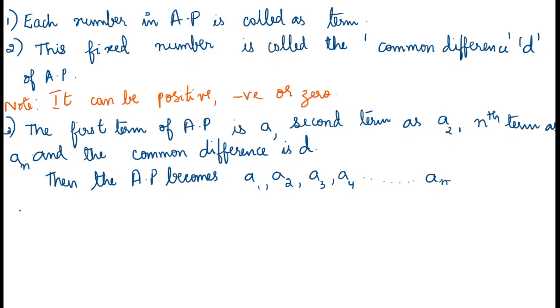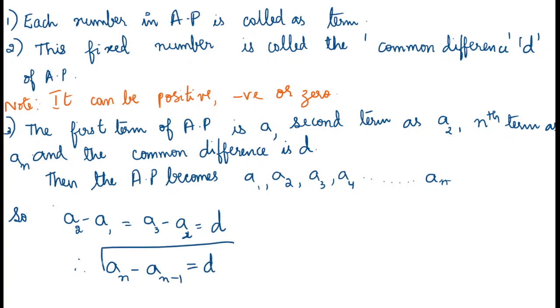What happens if we want to find the common difference? We subtract A2 minus A1, which is also equal to A3 minus A2, equal to D. Then we can write AN minus AN-1 is equal to D. This is very, very important: the last term and its previous term. When you subtract, you will get to know the common difference D. So this is about the common difference and the terms of the AP.